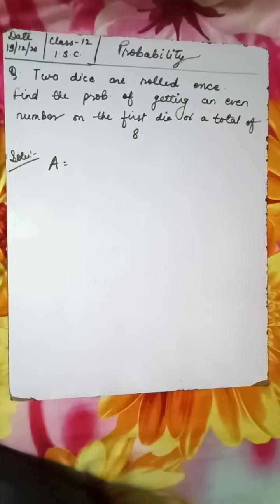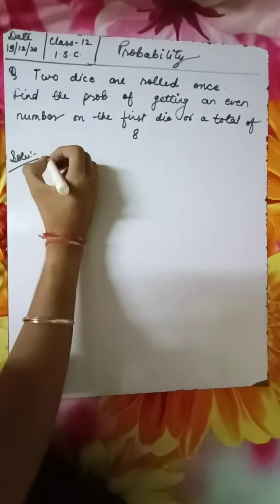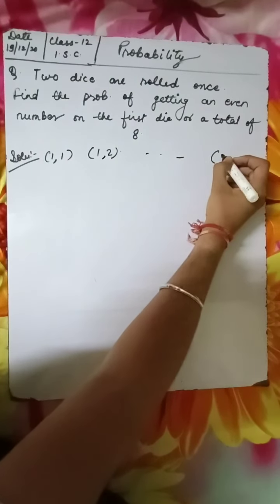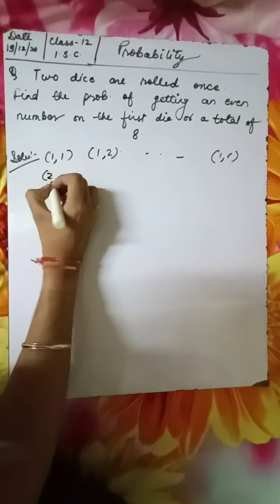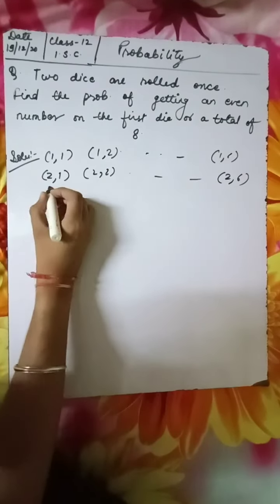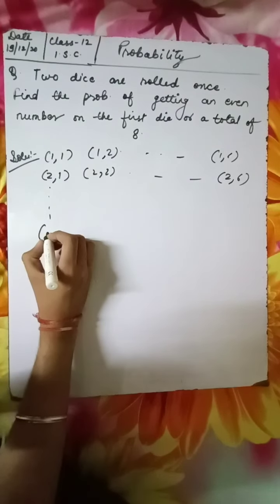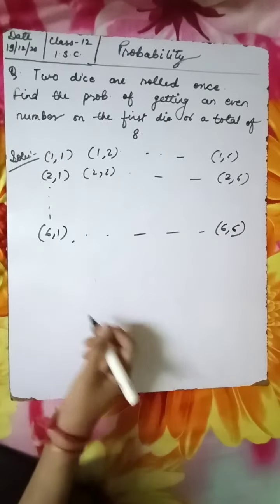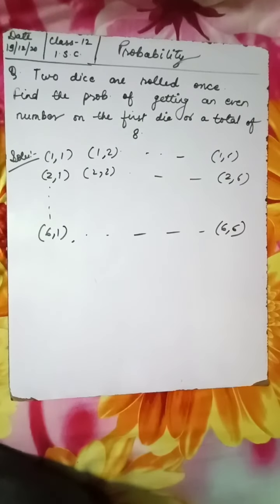All right, and you can imagine how the 36 outcomes go: 1 1, 1 2 and so on up to 1 6, similarly 2 1, 2 2 and so on up to 2 6, and this has to go till 6 1 and then 6 6. So this is how we get 36 outcomes.